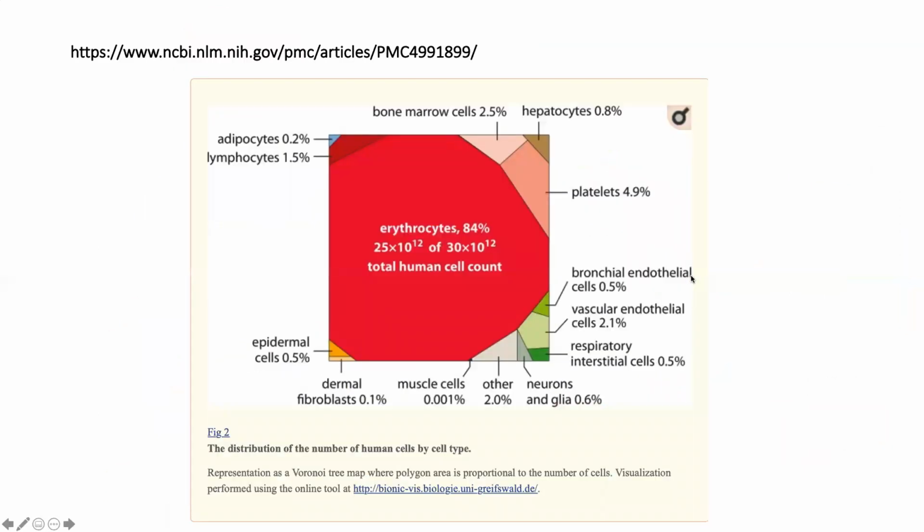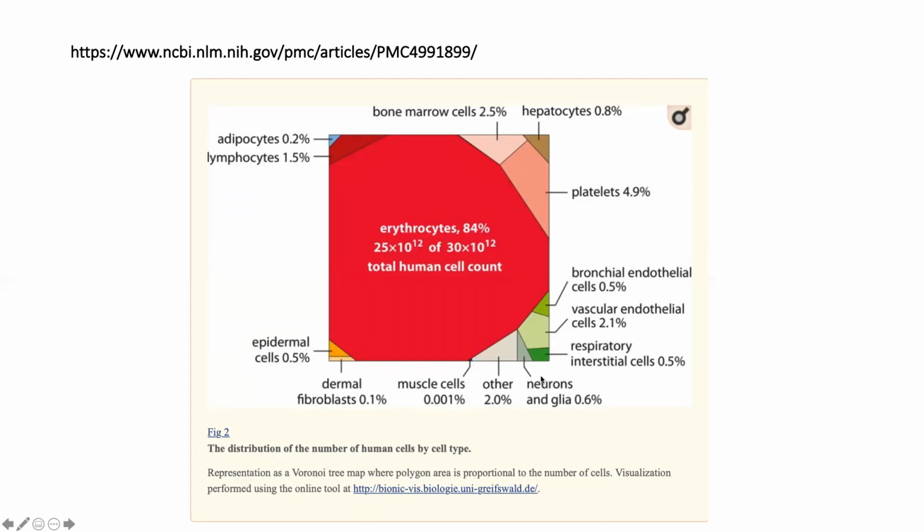When we talk about trillions of cells in our body, which cells contribute the most? Of course, the red blood cell, RBC, in other words erythrocyte, the red cell. That contributes about 84% of cells in our body. If we think about neurons or neuroglia cells, they are 0.6% of the cells in our body.